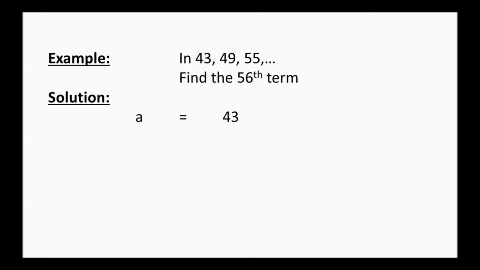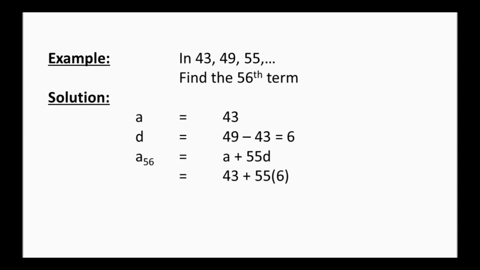So first of all, I'll write that the first term a is equal to 43 and the common difference is equal to 6. Now the 56th term: we know that the 56th term is equal to a plus 55 times d, which is nothing but 43 plus 55 times 6, and the answer is 373.